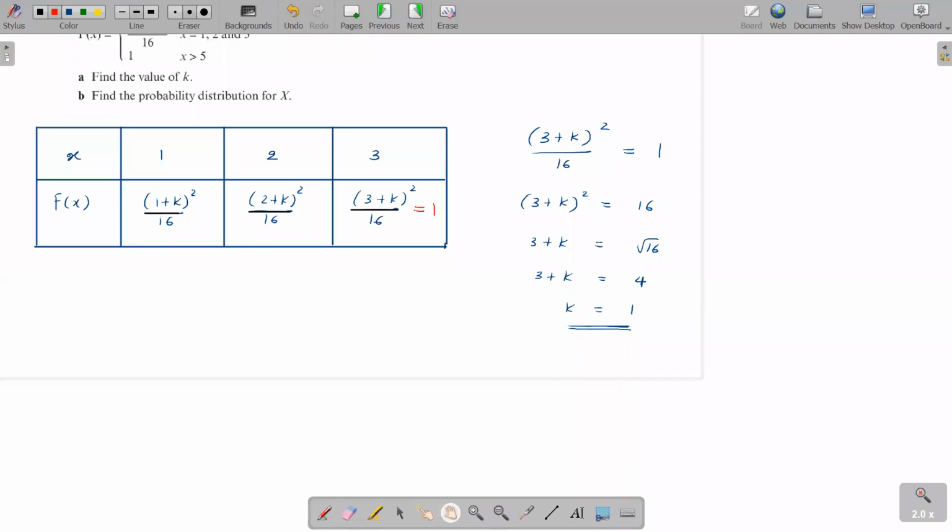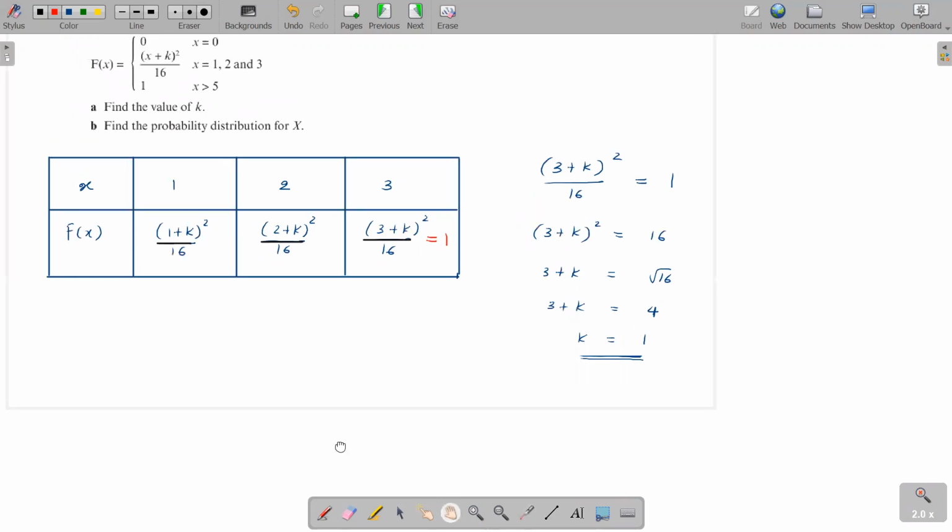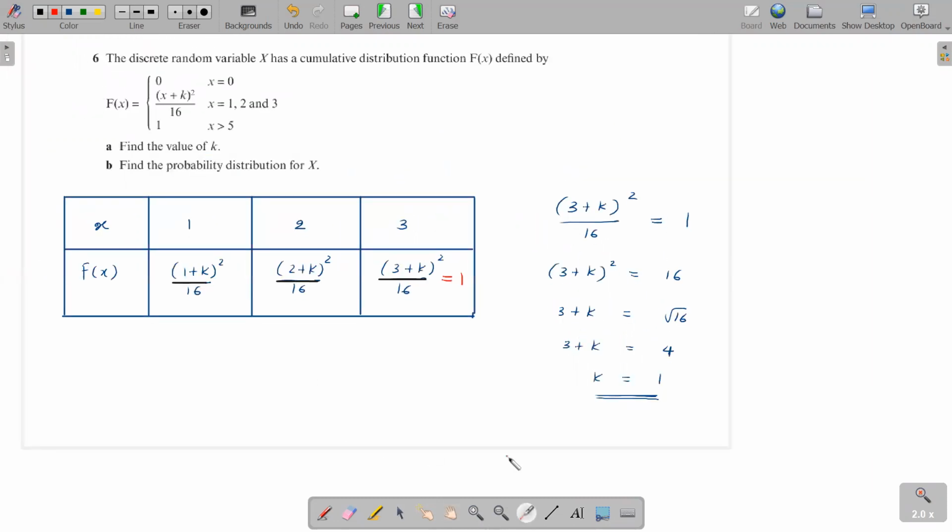Okay, so now since the k value is found, let's go to part B, where they ask us to find the probability distribution. Actually, over here, let me fix this. This should be x greater than 3, not 5, right?